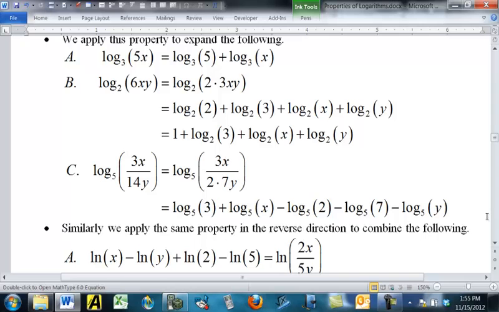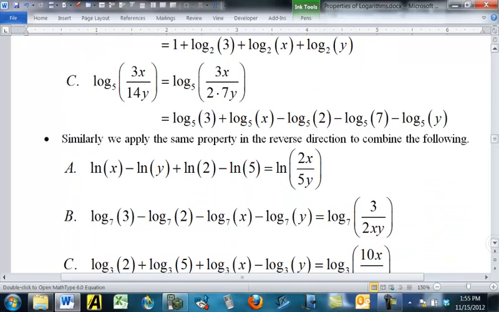Okay? So we've expanded these as far as possible. We've made them simpler in the sense that the thing we're taking a logarithm of is a very simple expression, either just a prime number or a single variable. But we did get a whole bunch of logarithms that way. We can go as far as possible in the reverse direction if we'd rather.